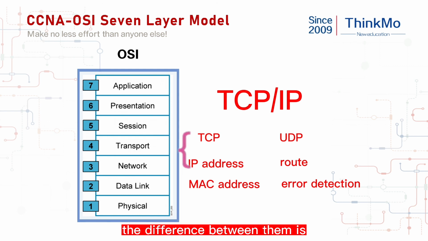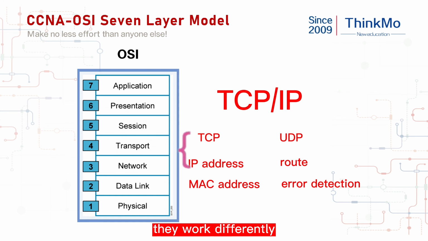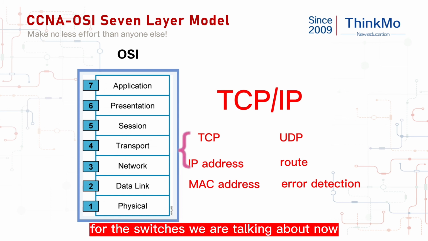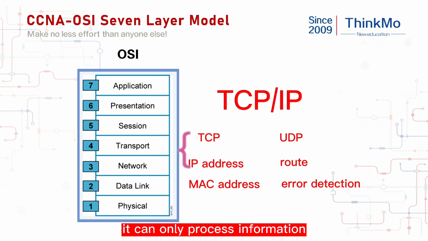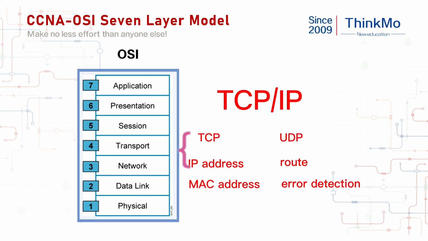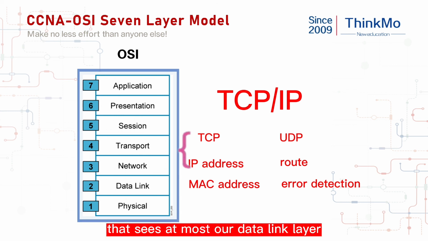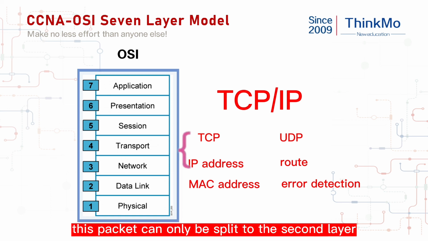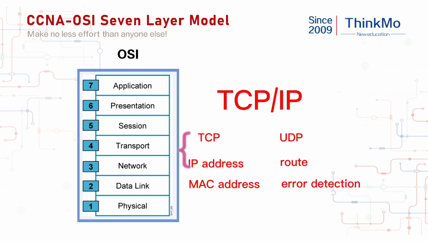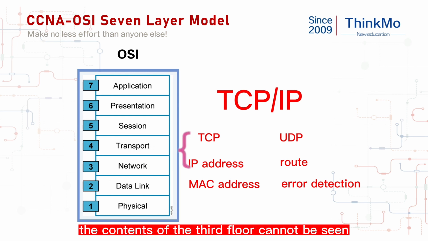The difference between them is, from my current point of view, they work differently. For the switches we are talking about now, it can be understood as our layer 2 switch. It works on our data link layer. That is, a layer 2 switch can only process information at most up to our data link layer. When a data packet arrives at a switch, this packet can only be split to the 2nd layer at most. The contents of the 3rd layer cannot be seen.